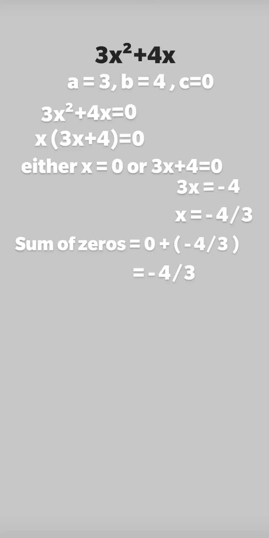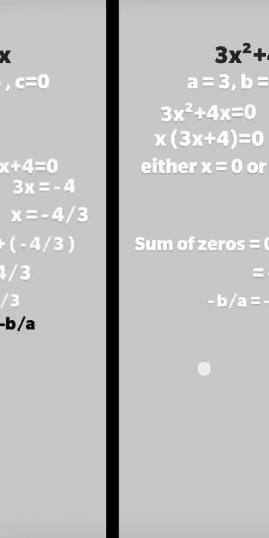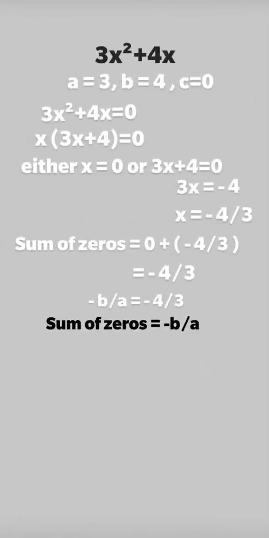Let us find -b/a. Here b is equal to 4, a is equal to 3. Therefore -b/a is -4/3. And here you can see that sum of zeros is equal to -b/a, because right hand side of these two equations are equal, sum of zeros -4/3 and -b/a -4/3, and therefore we have this result that sum of zeros is equal to -b/a.